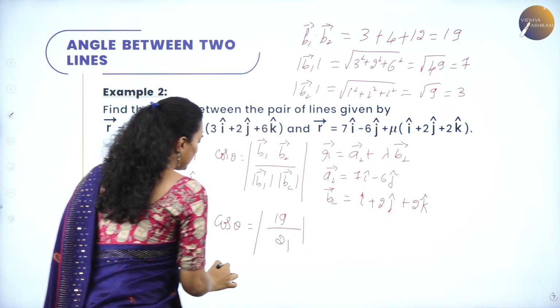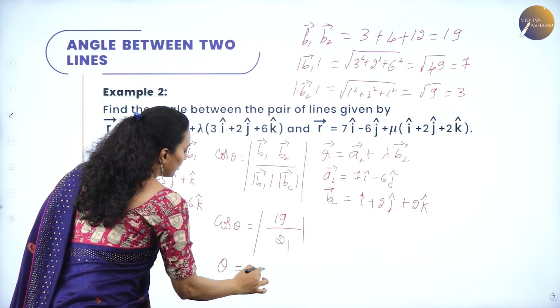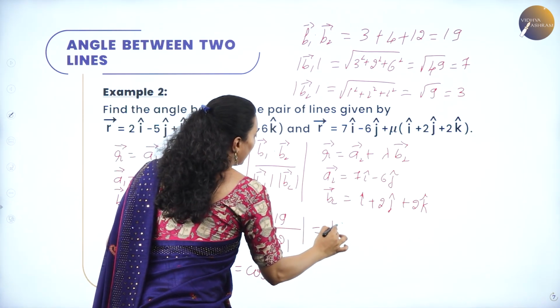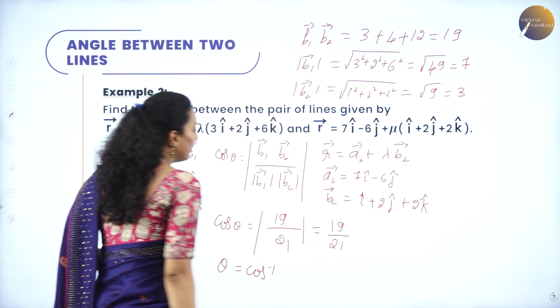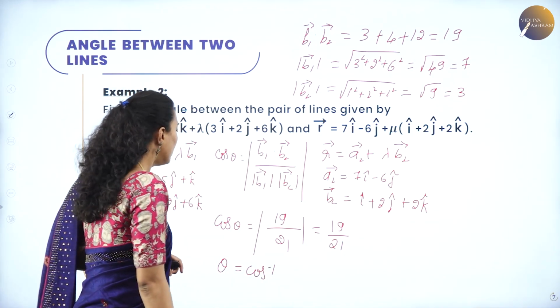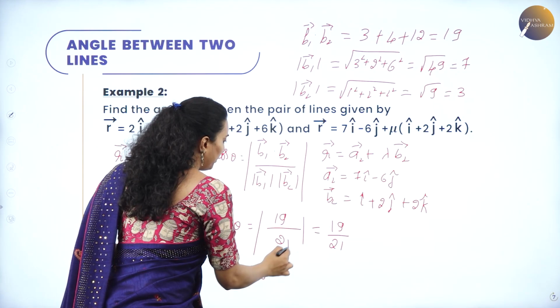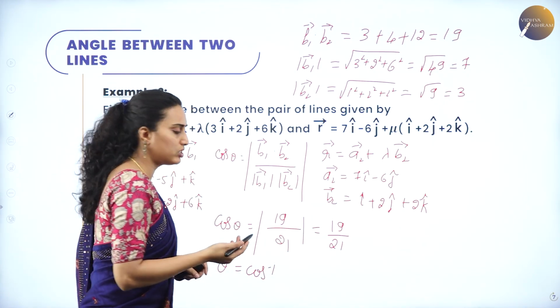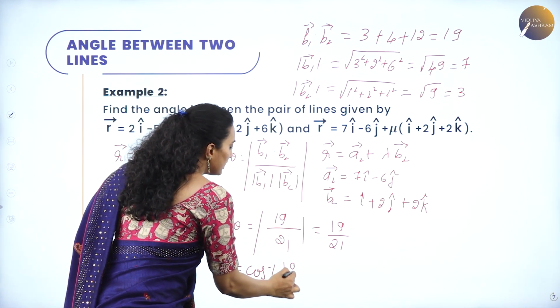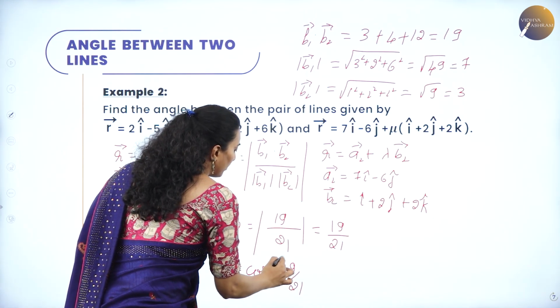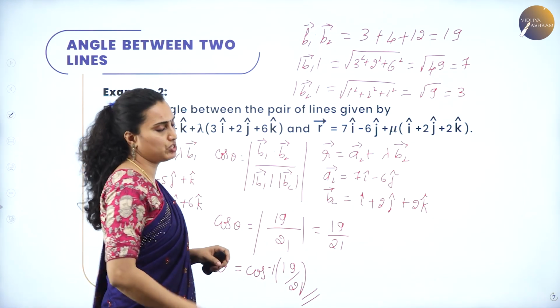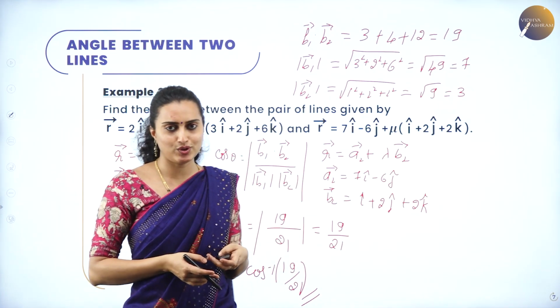So what is theta? Theta is equal to cos inverse of, let me write the value. Why? Because here theta cannot be negative. So the magnitude of a negative value will become positive. Here there is no negative value, and a positive value is always positive. Cos inverse of 19 divided by 21 is the answer for this question. I hope you understood this one also.